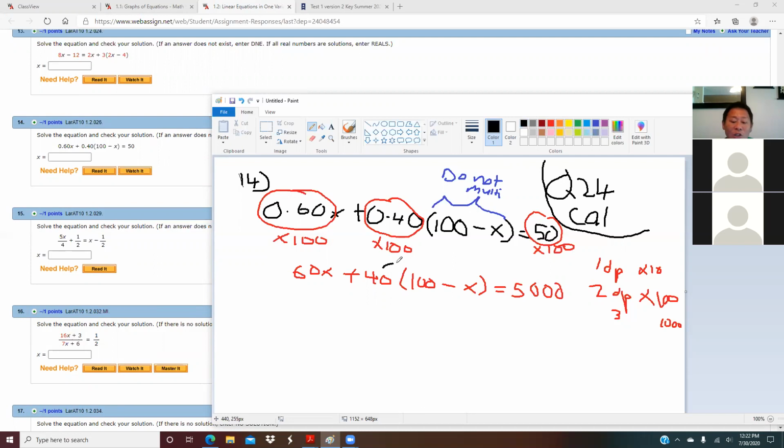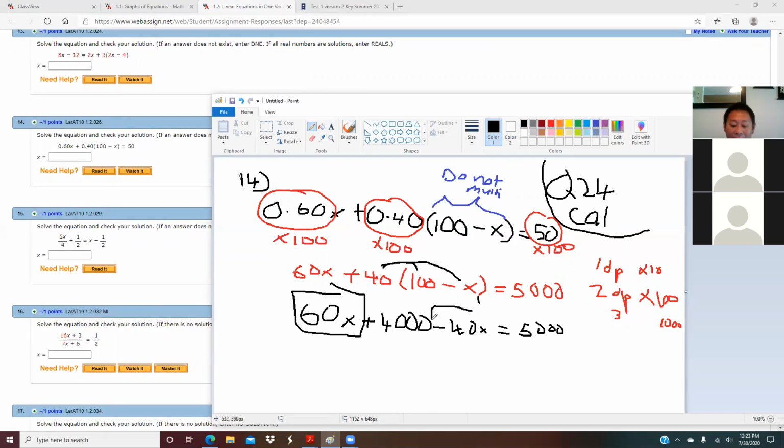So now we can distribute like normal. 60x plus 4, and then count the zeros, so it's 4,000, minus 40x. And this is equal to 5,000. This is easy to solve. These are like terms, so I can combine the 60x and the negative 40x. That will give me 20x.